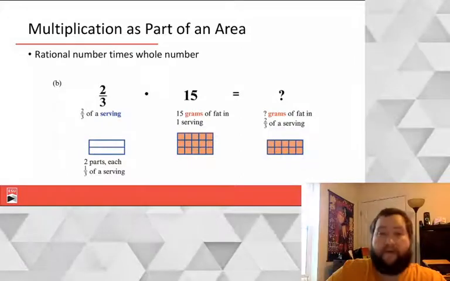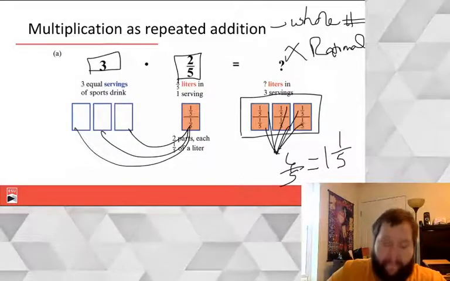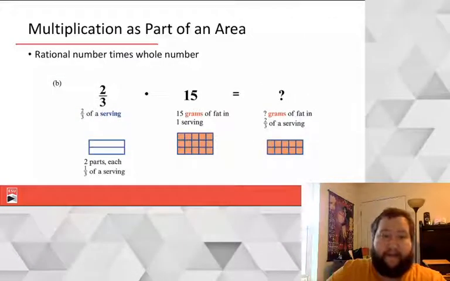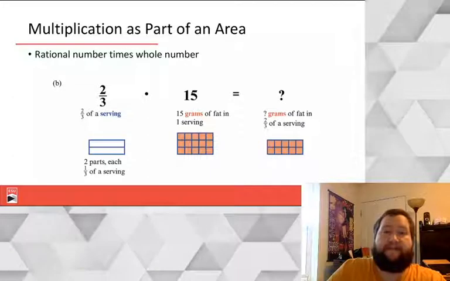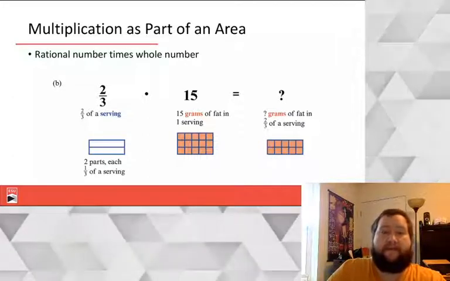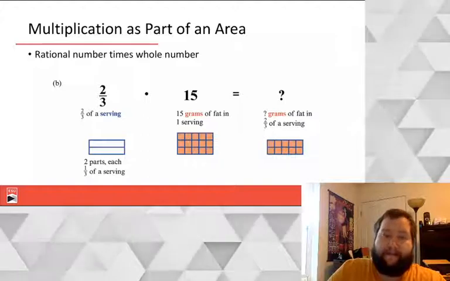And then I've shown you one with part of an area. So that was repeated addition. Here we have part of an area. So we have 2/3 of a serving, and there are 15 grams of fat in a whole serving. So how many grams of fat is there in 2/3 of a serving?